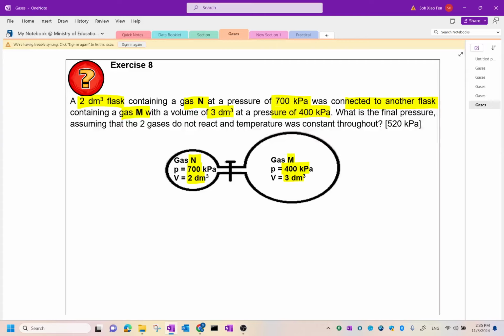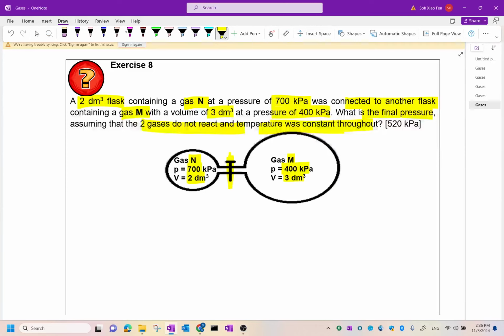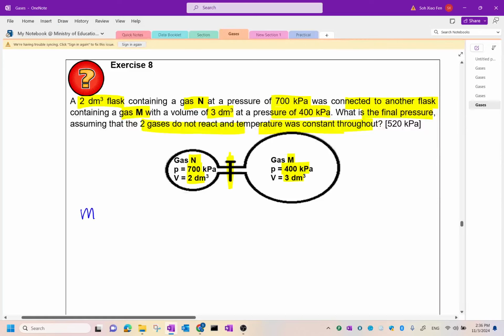400 kilopascal. So now imagine if you were to open up this cord here, and you're supposed to now find out what is the final pressure of this whole thing, assuming that the two gases don't react and everything is actually measured at the same constant temperature. So to calculate the final pressure, there are actually two methods that you can do. So let me introduce to you the first method.